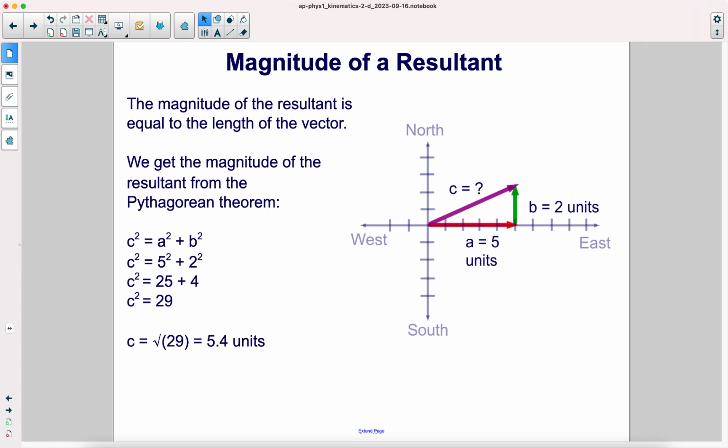We get the magnitude of the resultant from the Pythagorean theorem. C squared equals A squared plus B squared. We know A is 5 and B is 2, so we plug those in, take the square root, and we get the square root of 29, which is 5.4 units.